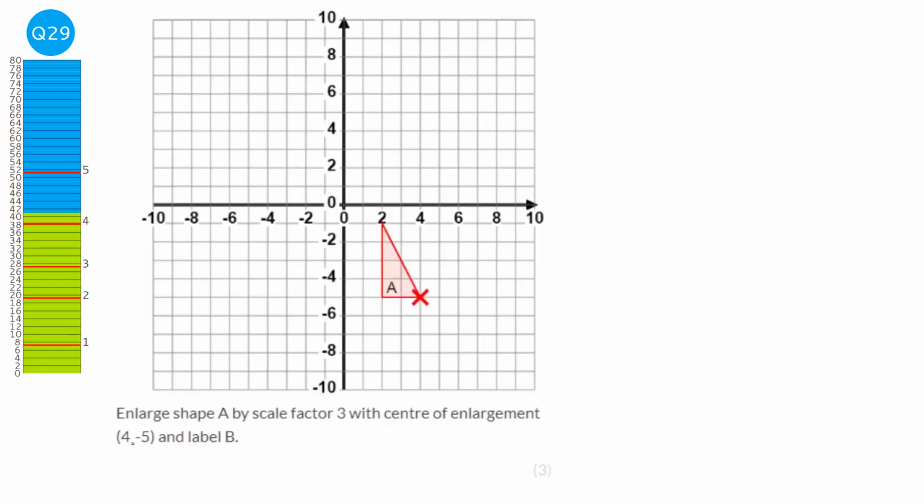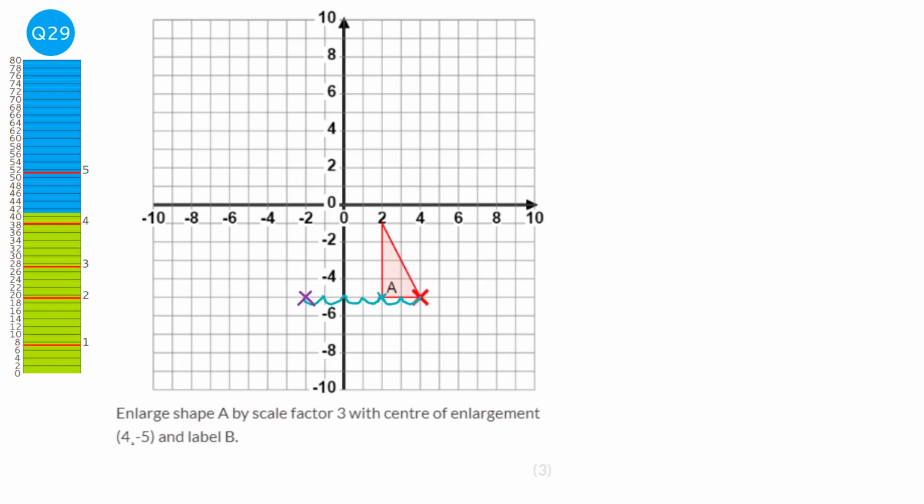So to find our new triangle coordinates, what we're going to do is have a look and see what we have to do to get from the centre of enlargement to each of the corners of A, or the vertices of A. So to get from the centre of enlargement to this coordinate, we go left 2. But it says scale factor 3, so instead of going left 2, scale factor 3 would be 2 times 3, it's going to go left 6. So 2, 3, 4, 5, 6. So the new coordinate for our shape is going to be here.